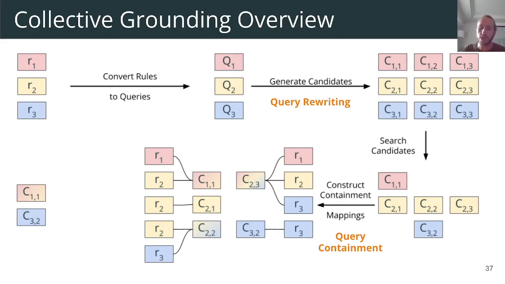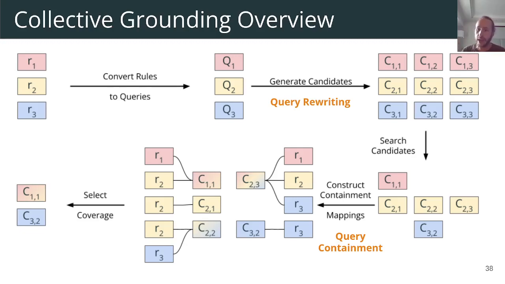All of these things would be able to drop the NP-hard problem of query containment down to polynomial time. So the structure of the problem, once again, gives us an advantage over vanilla database work. Once we have what I call the containment mapping, the mapping of all the candidates to the rules they can ground for, we now need to select the subset of candidates we're actually going to execute.